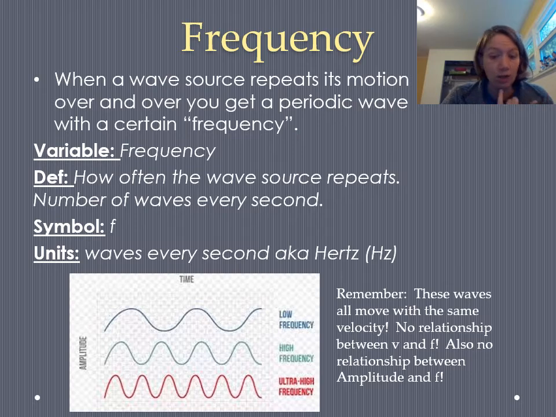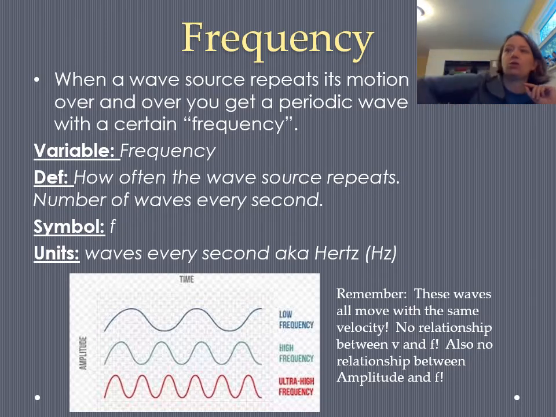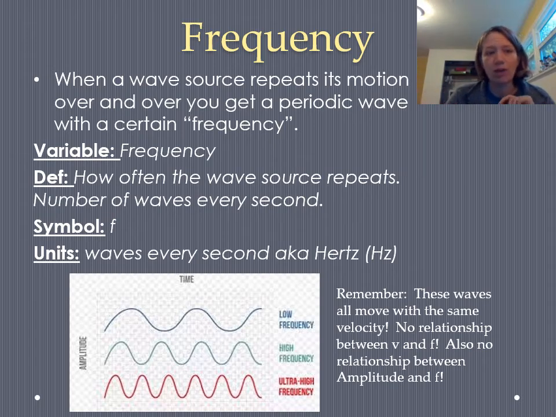But there's no relationship between the speed of the wave and frequency. There's also no relationship between the amplitude of the wave and the frequency. So I can have a really high amplitude wave or a low amplitude wave with the same frequency. They don't have any relationship with each other. Frequency will relate with other variables, which you'll see in just a minute though.